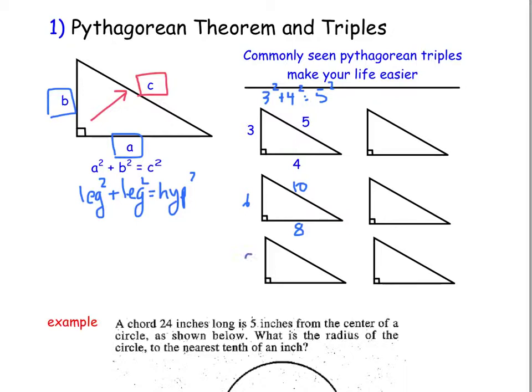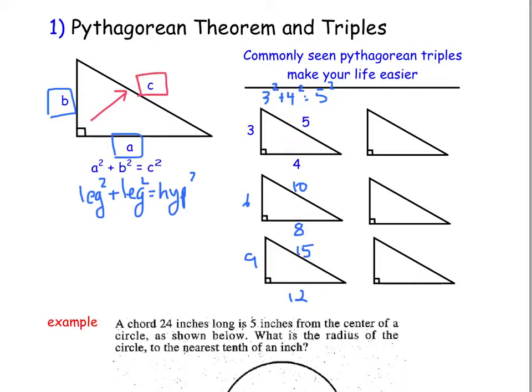Another multiple is a 9, 12, 15 Pythagorean triple. So that's 3 times 3 is 9, 4 times 3 is 12, and 5 times 3 is 15. So any multiple of 3, 4, 5 is another triple that you might see, and it might make your life easier to know those multiples of 3, 4, 5.